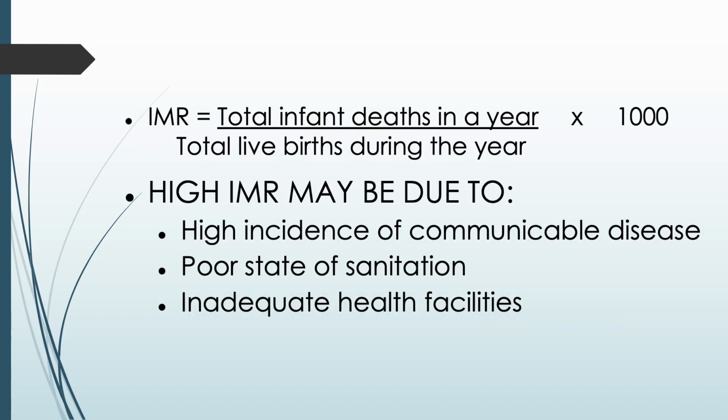So a high infant mortality rate may be due to, again, anything that will increase your numerator will increase your rate. So our numerator is the total infant deaths in a year. A high incidence of communicable or infectious disease will increase the total infant deaths in a year. The poor state of sanitation and the inadequate health facilities also increase the total infant deaths in a year. Hence, there is an increase in the infant mortality rate.